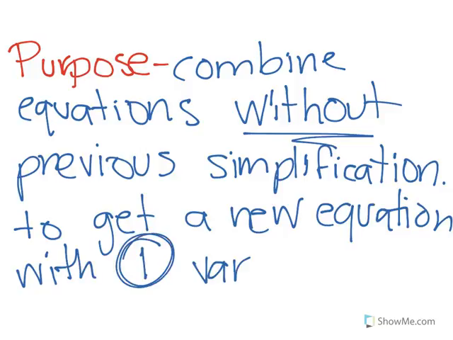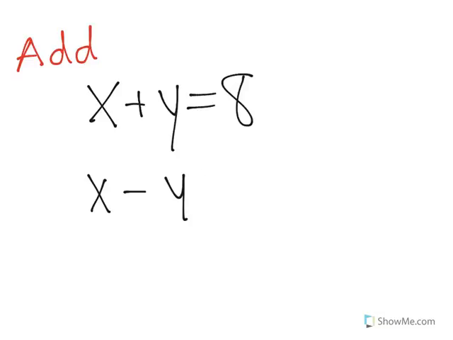Just like before, you always want to get only one variable isolated from the rest. So, addition. When you add two equations, what does it mean? Well, let's look at a very easy example. x plus y equals 8. x minus y equals 0. As you may recall, we already saw this example a couple of times before.